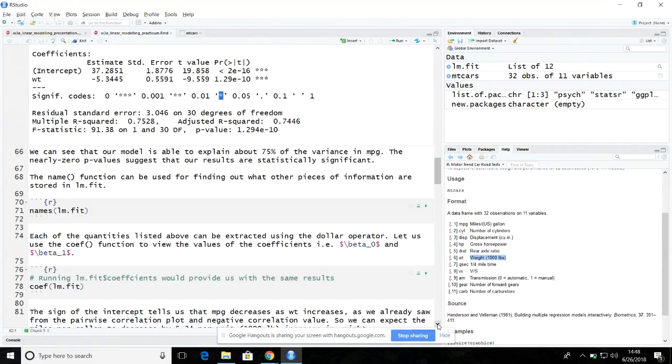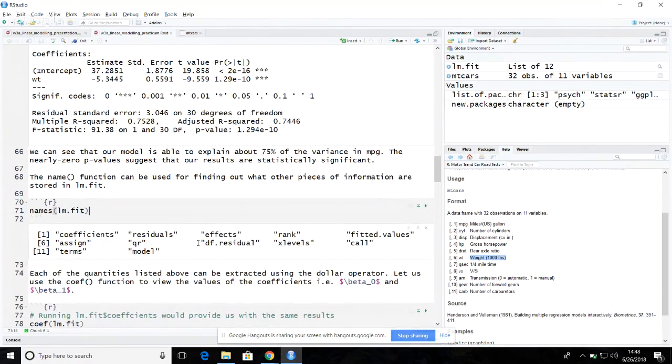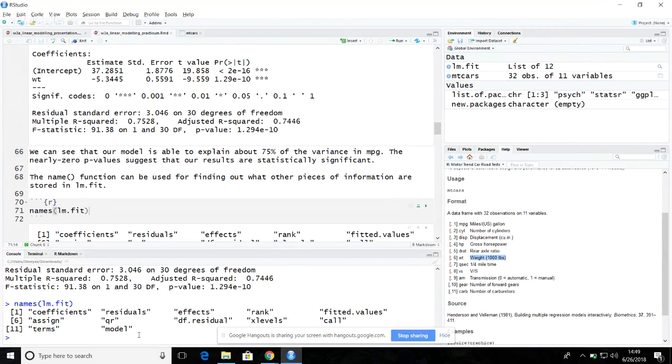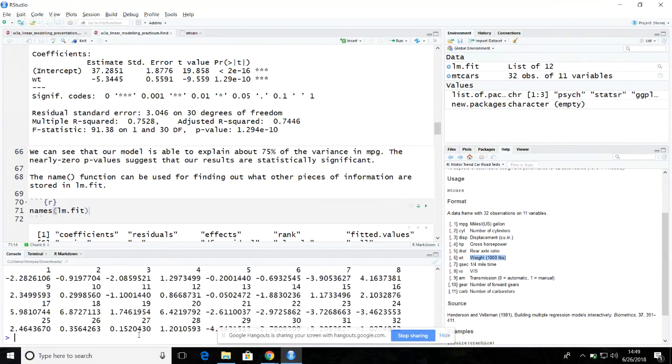Okay, then just a few simple calls. You have the names function that tells us what is stored in our model lm.fit, and if we run this, we see you have the coefficients, the residuals, fitted values, and a lot more, and we can access all of this simply using the dollar operator. Suppose we want the residuals, so we call them like this. And we can do it for all the other parameters too.